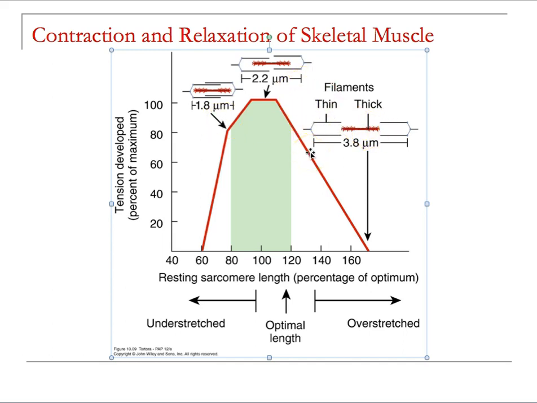I don't want you to memorize the number. What I want you to see is there is a ratio that makes the joint and muscle insertion and origin construction optimal.